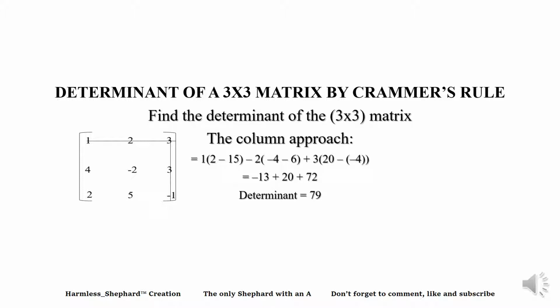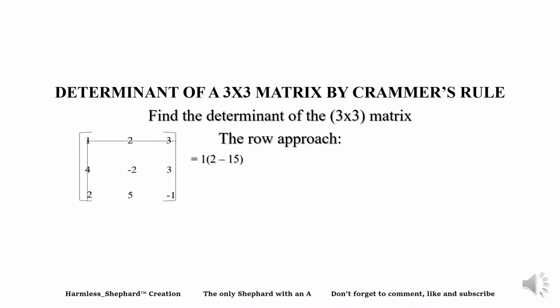That's it for the column approach. So let's go to the row approach. The row approach will still strike first the first row and the first column. We get 1 bracket open, 2 minus 15 bracket close. You strike the second column, the second row, you have -4 bracket open, -2 minus 15.